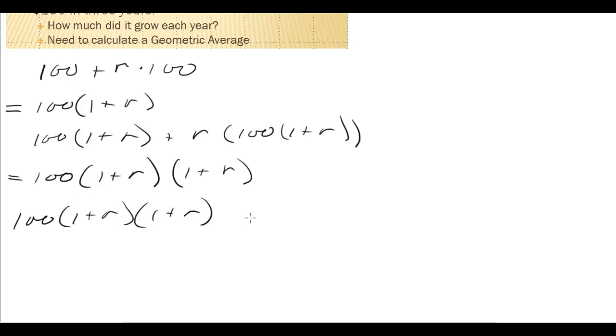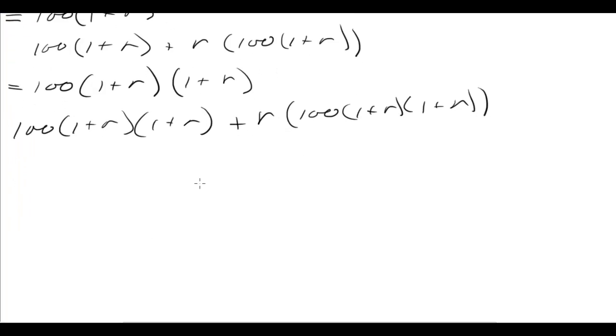1 plus r, plus we're going to multiply our compound annual growth rate by the initial balance, the balance at the beginning of the year, and that's 100 times (1 plus r) times (1 plus r). And again, we have a common factor, which we can pull out, and when we pull it out, it's 100 (1 plus r) times (1 plus r). And then when we factor out the common factor, we're left with 1 plus r. You can see the pattern grows.